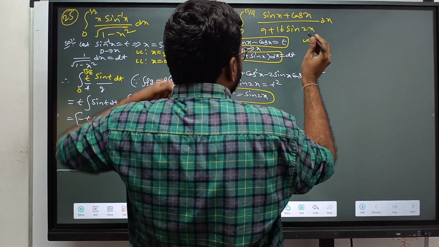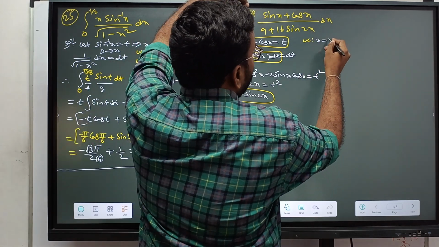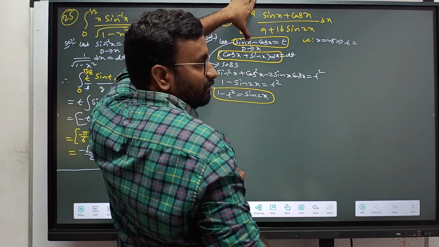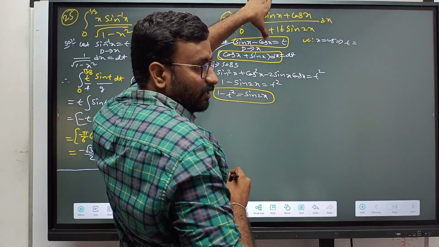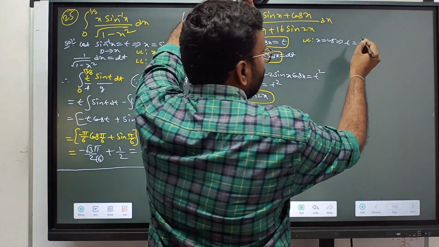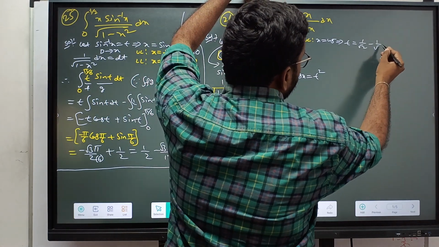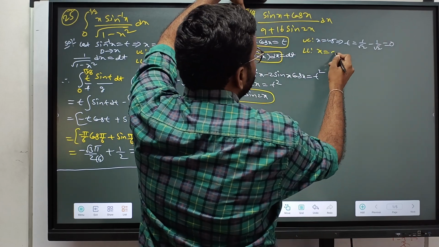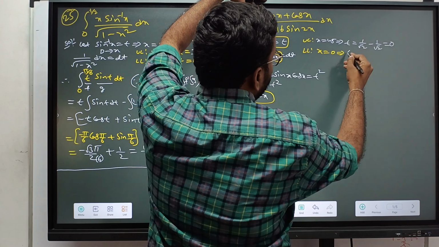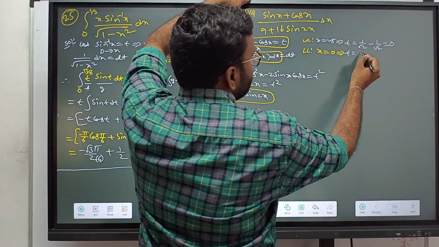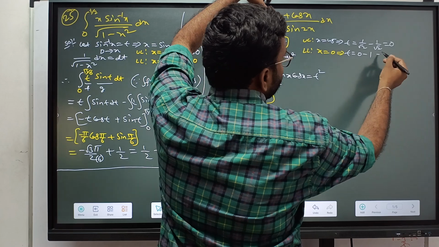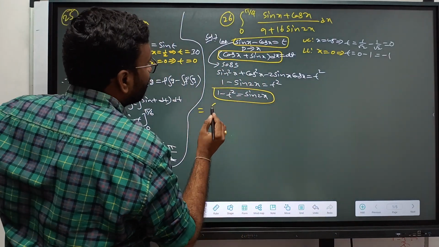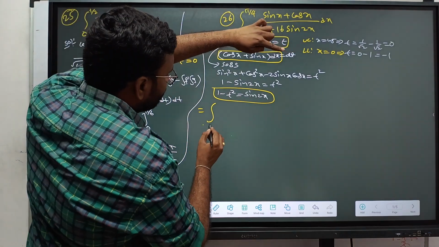Upper limit: x is equal to 45 degrees. Then t is equal to sin 45, 1 by root 2, minus cos 45, 1 by root 2, which is equal to 0. Now the lower limit: x is equal to 0. That implies t is equal to sin 0, which is 0, minus cos 0, which is 1, equal to minus 1. So the integral has lower limit minus 1 and upper limit 0.